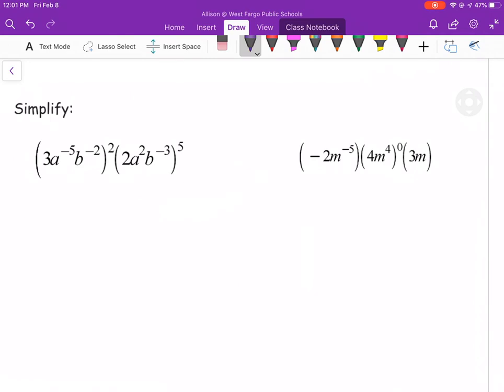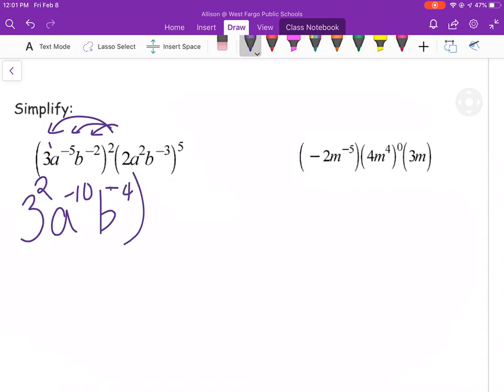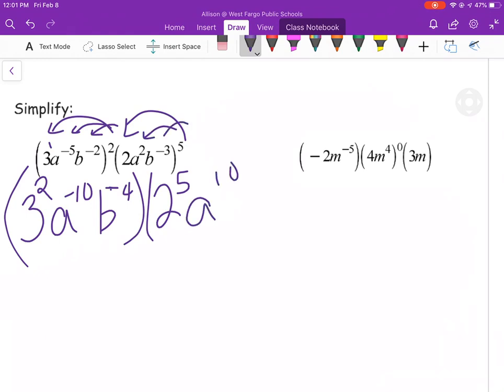Couple more here. This one we have product raised to a power times another product raised to a power. So this 2 first needs to go to each one inside here. So this is 3 to the 1st, so that'll be 3 squared. And then you're multiplying exponents, you're going to get a to the negative 10th. Then you're going to get b to the negative 4th. And that's going to be times, take this 2 to the 5th, a to the 10th. And b to the negative 15th.